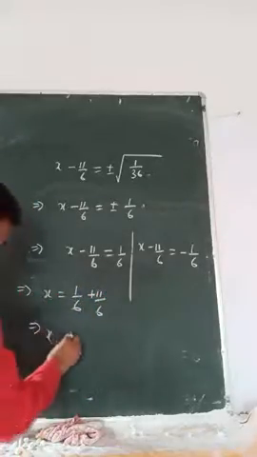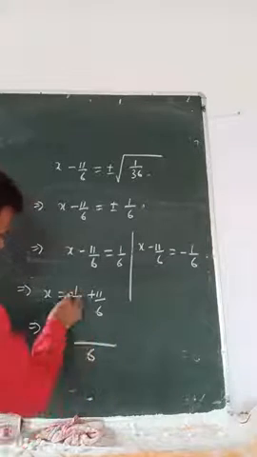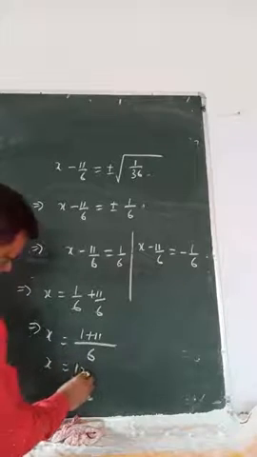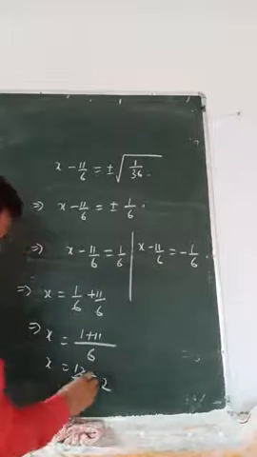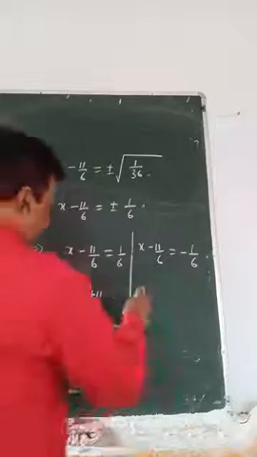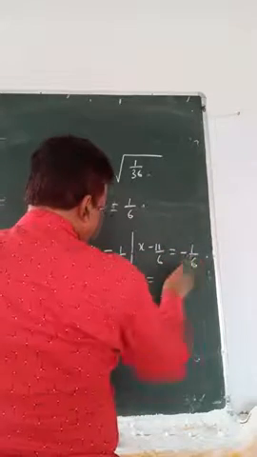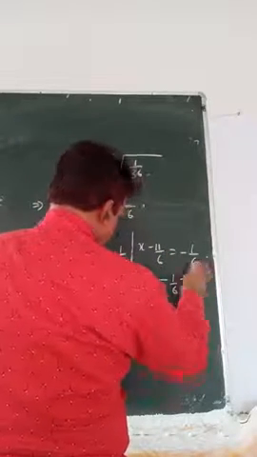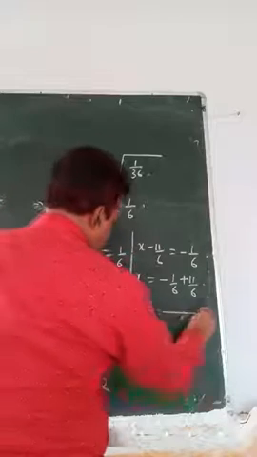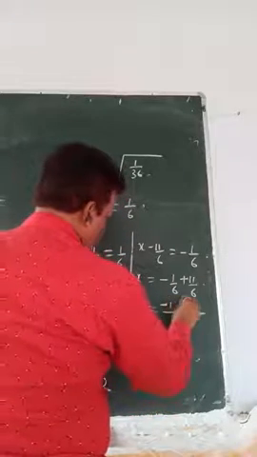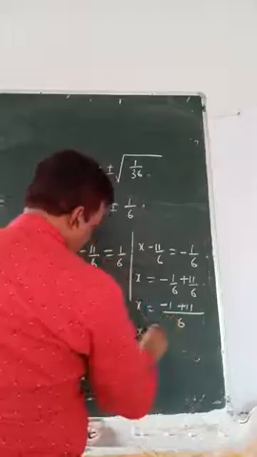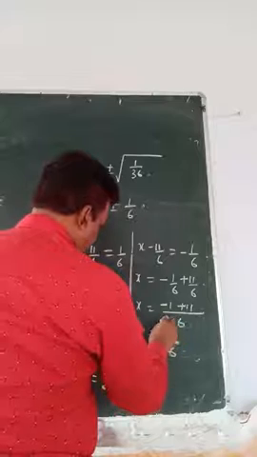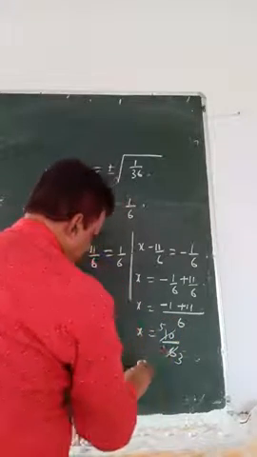Implies x equals to denominator same 6. Add the numerator 1 plus 11. So x is equal to 12 by 6. That is 2. This part is done. Come back to this. x equal to, this will go that side, minus 1 by 6 is there, this will be plus 11 by 6. So x equals to 6 LCM minus 1 plus 11. 10 by 6. 5, 2, 5. 2, 3.